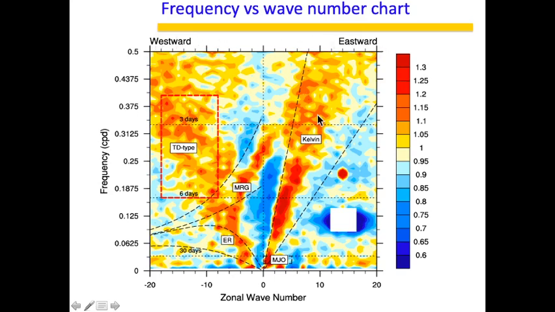Once you solve the set of equations, you will see that the Kelvin wave is a non-dispersive wave, which means that the phase speed and the group speed are the same. That's why it has a straight line. It is not a curved line. And this Kelvin wave will always move eastward, so it will move from west to east. That is very important.